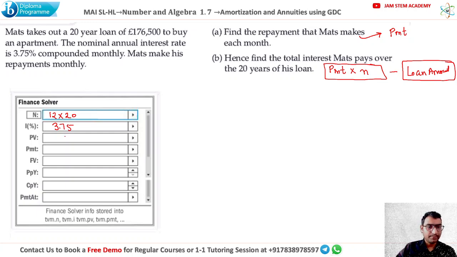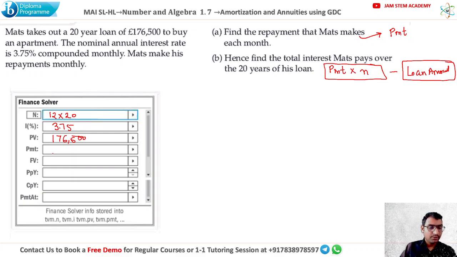Next is PV, present value. What is the present value this time? Present value of your loan is 176,500. So this time we have this amount. Okay, so we are not paying it. We have this amount. So it is positive. Payment, leave this as it is. No need to touch that.